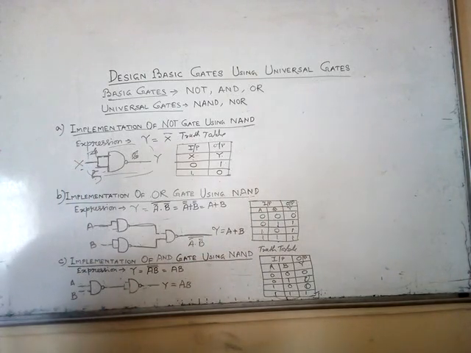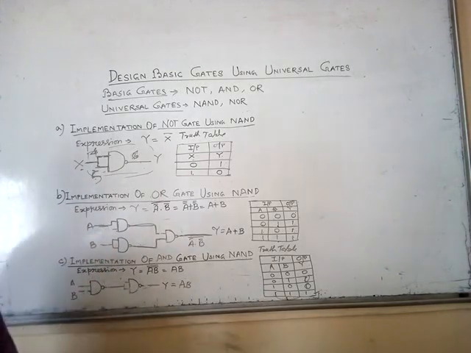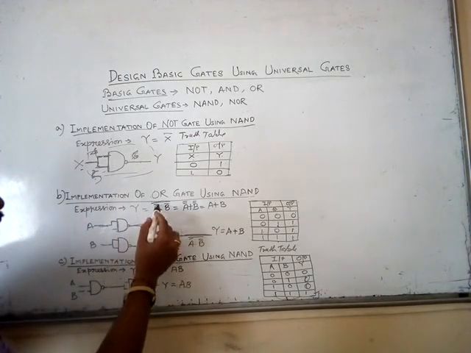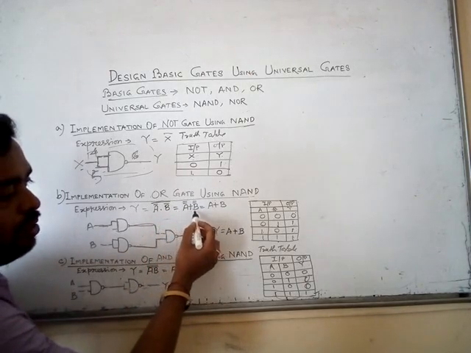The second experiment is implementation of OR gate using NAND. Here is the expression. You can see Y equals A bar dot B bar whole bar, equals A bar bar plus B bar bar.